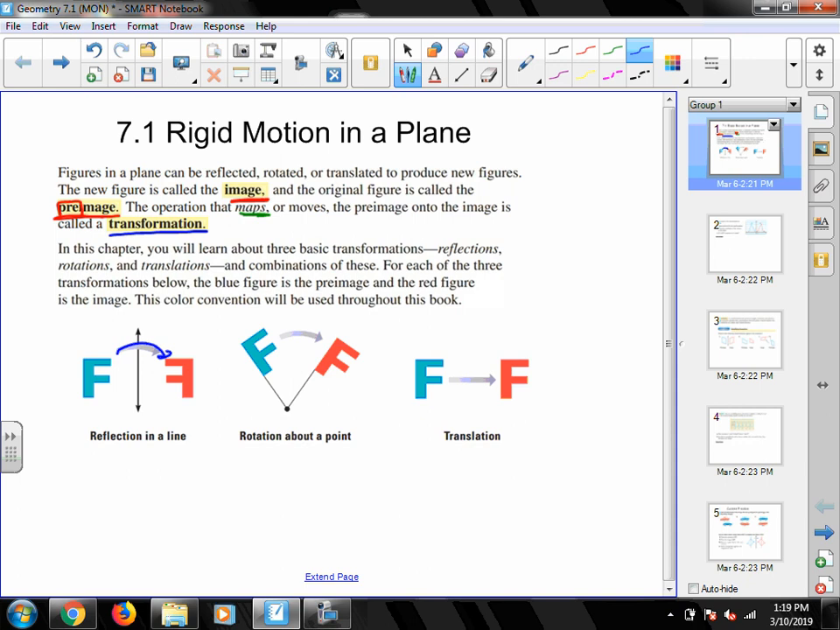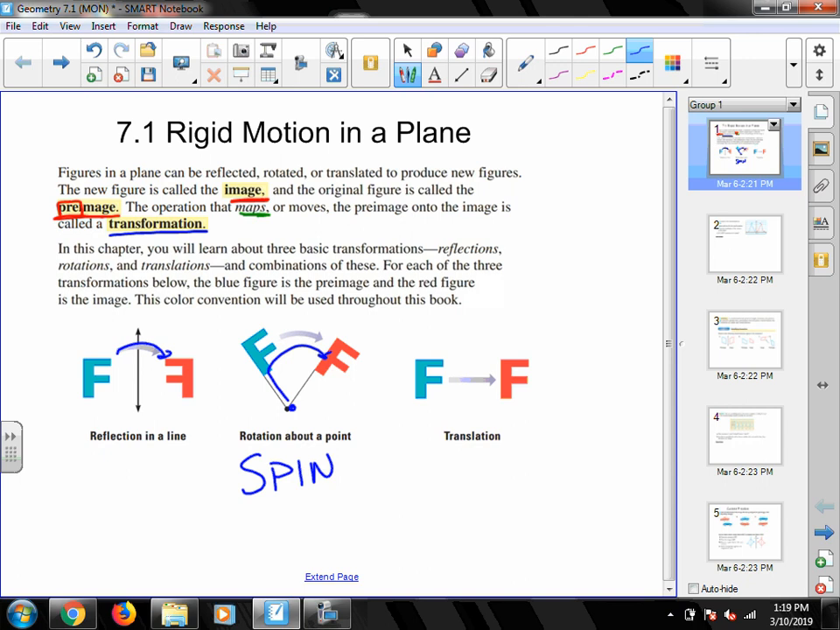A rotation, the easiest way that I can describe this is it's a spin. If you spin it around, so basically I connect my blue F to this point with this line, and I spin it around, and it ends up at that red F. Apparently my smart board's not aligned very well right now. So my blue F would be my pre-image, red F would be my image.